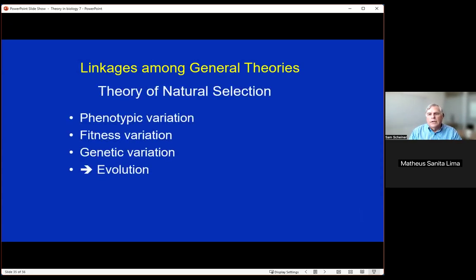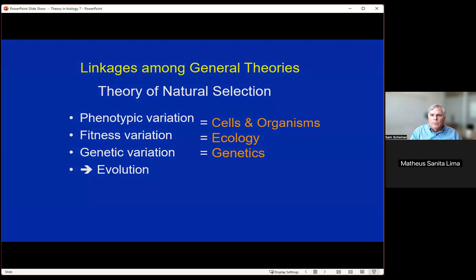So the theory of evolution by natural selection, I think there is a reason why it is considered so central to all of biology, because it turns out that these four parts of it all link to those five general theories, right? So phenotypic variation is all about the things that happen within cells and organisms. So they're related to those general theories of cells and organisms. Fitness variation is a statement about the ecology of an organism. Genetic variation, of course, links to the theory of genetics. And then, of course, we have evolution. So the theory of evolution by natural selection is actually at that intersection point of all the other general theories. That's not true of other kinds of constitutive theories. They can exist within just one of those domains. But this one is interesting for the fact that it really is a link between all of them.